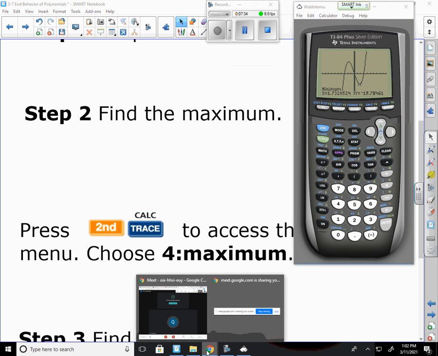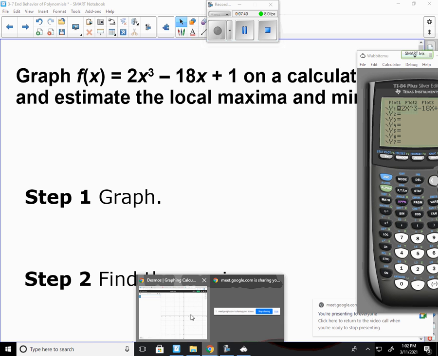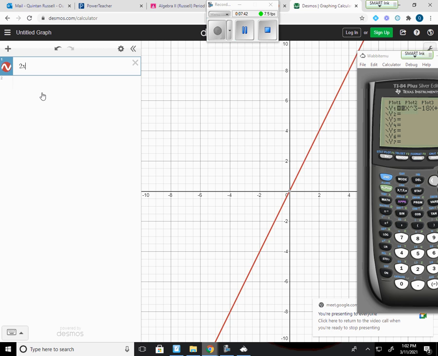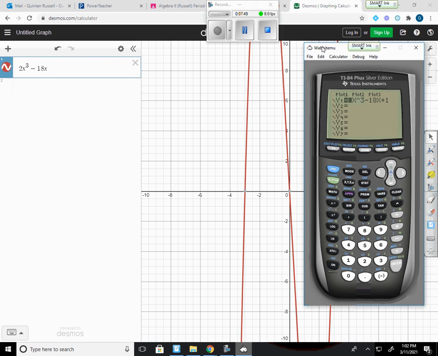On Desmos, it's actually even easier than it is on here. I can enter my equation in. 2x to the third minus 18x plus 1.